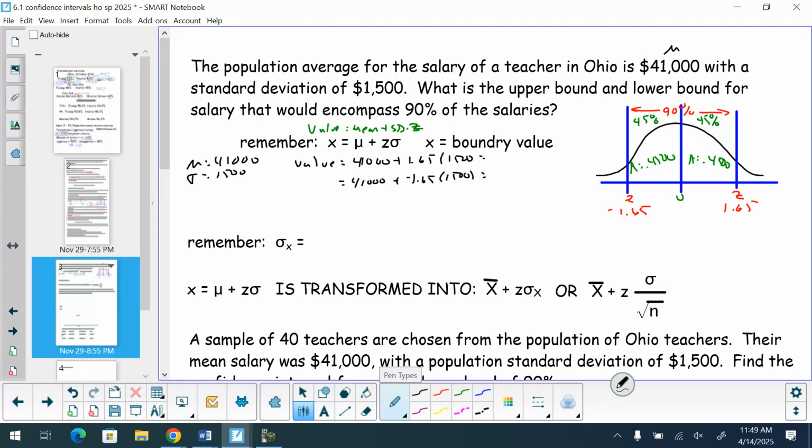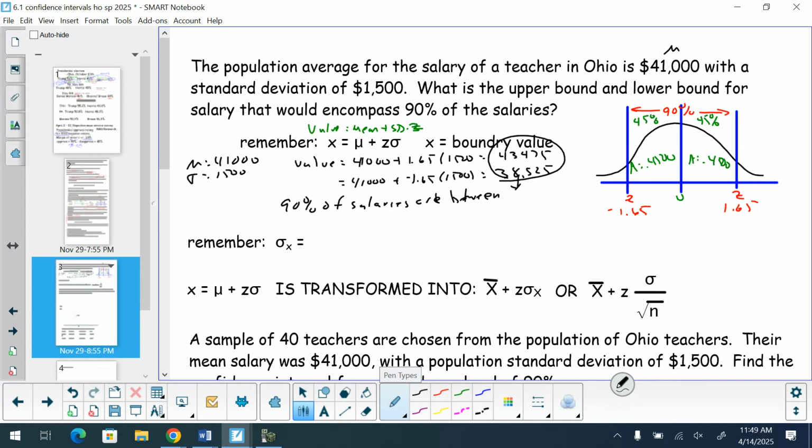So the top one was 43,475. And our bottom one is 38,525. So we can say that 90% of the salaries are between these two values. 90% of salaries will be between those two values.